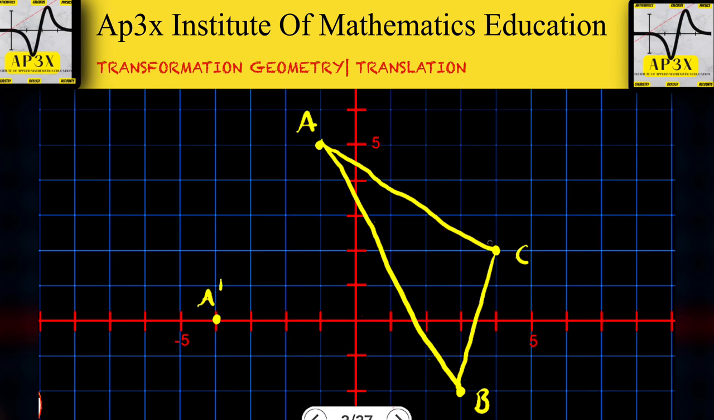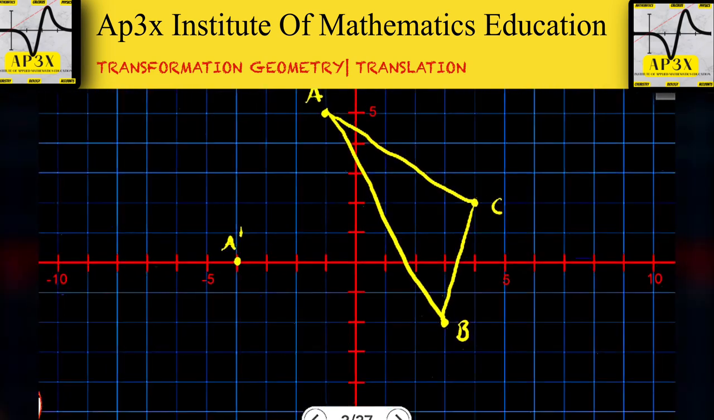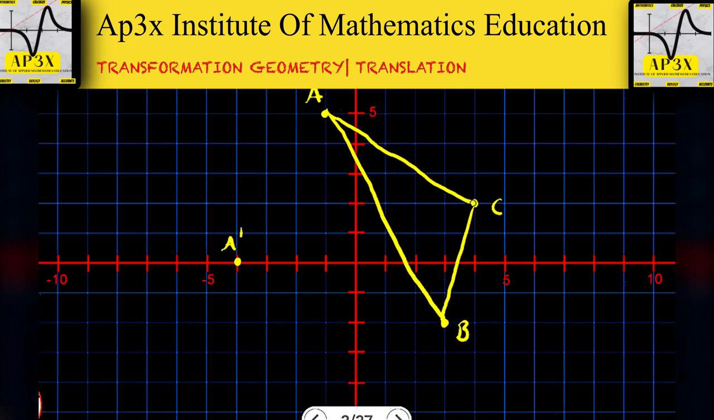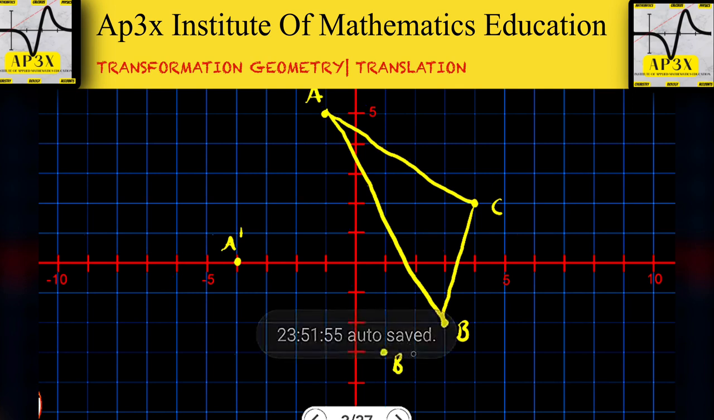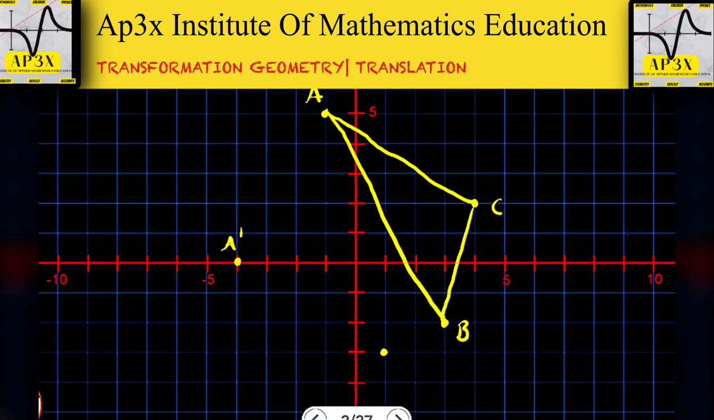Now for C, same procedure. I'm going to take 3 steps to my left. So from C, which is my starting point, I'm going to take 1, 2, 3. Then I'm going to take 5 steps down, 1, 2, 3, 4, 5. That's my C prime. Sorry guys.